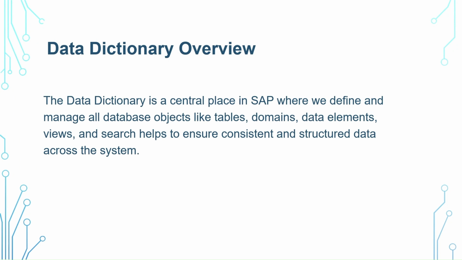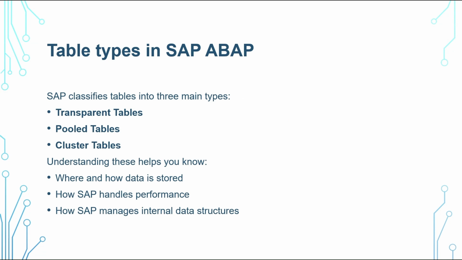Data Dictionary. The Data Dictionary is a central place in SAP where we define and manage all database objects like tables, domains, data elements, views, and search help to ensure consistent and structured data across the system. The purpose of the Data Dictionary is to ensure consistency across the system, reusability of definitions, and central management of data structures.